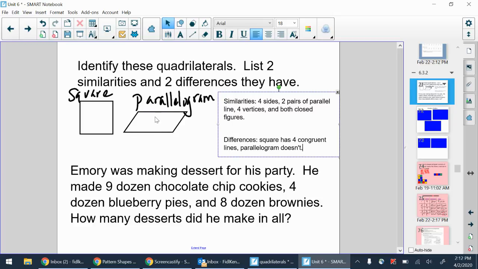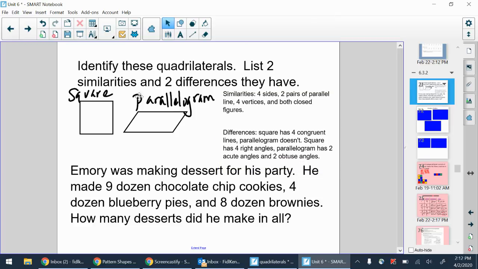Okay, and another difference I found is that a square has 4 right angles, and the parallelogram has 2 acute angles and 2 obtuse angles. Remember, a right angle is one that is like a perfect corner, so you can use a corner of a sheet of paper or a Post-it to find out. And a square has 4 of those.